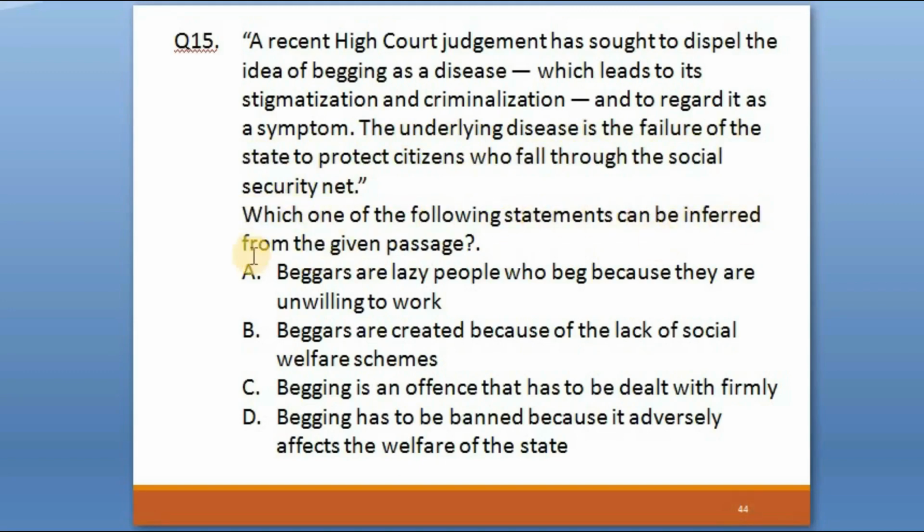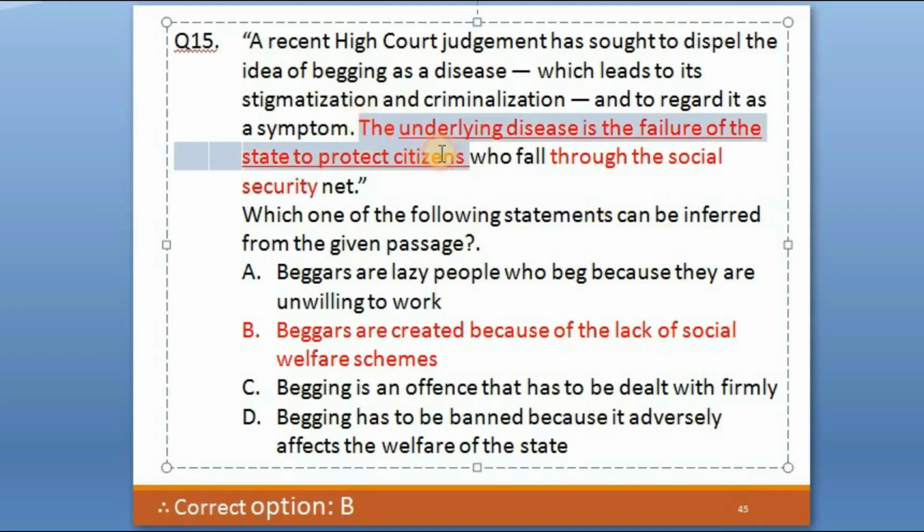So again, we do the breakout of the given statements. Now in the given passage, if we thoroughly analyze that, we find that the underlying disease is the failure of the state to protect citizens who fall through the social security net. Now this particular statement follows the same approach which is given in option B, that is, beggars are created because of lack of social welfare schemes.